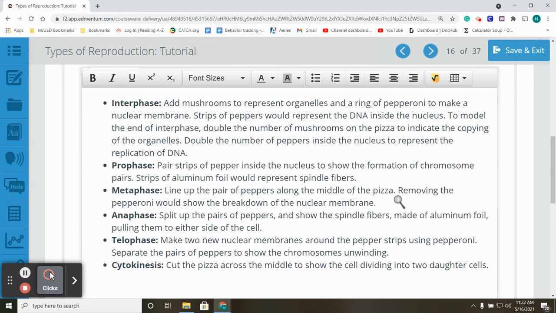Sounds like a tongue twister. Put the pepperoni and peppers on the middle of the pizza, perfectly paired.